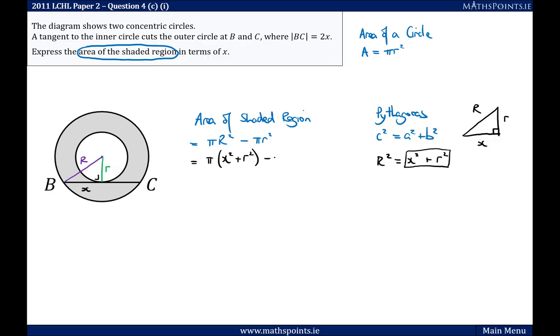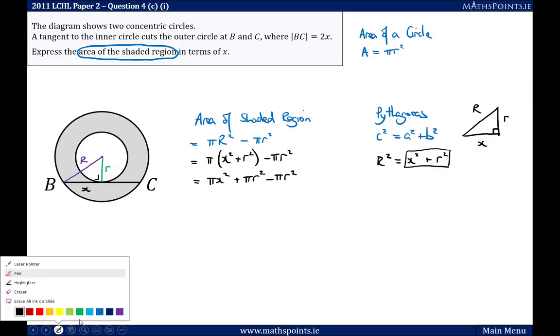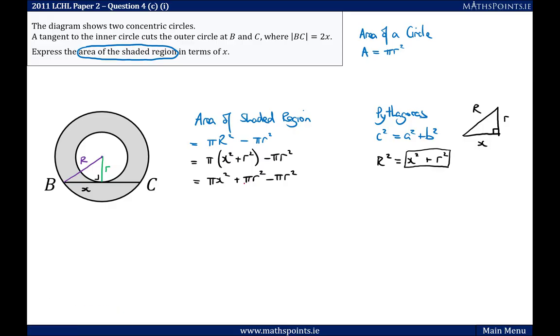And then let's have minus pi r squared. And then if we expand the brackets here, we have pi times x squared is pi x squared, and pi times r squared is pi r squared, then minus the pi r squared. And then all of a sudden it becomes apparent as to what the solution is going to be. The pi r squared cancels with the minus pi r squared, and we have that the area of the shaded region is equal to pi x squared.